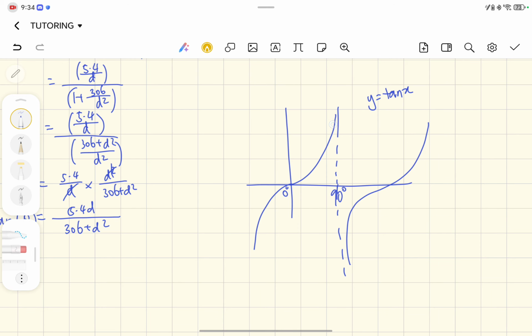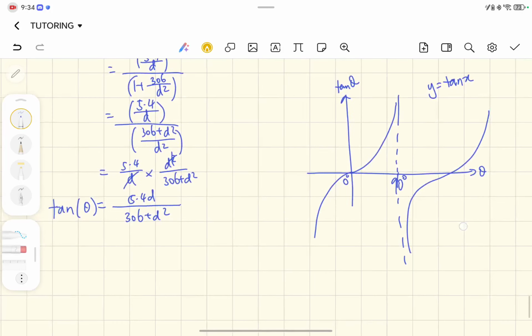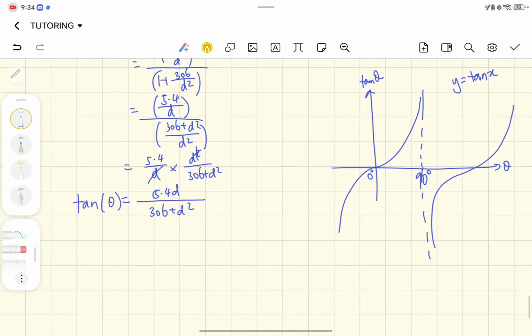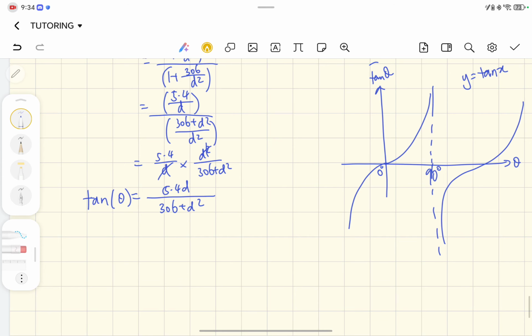Tan theta increases as theta increases, right? So when theta increases, tan theta increases. If we maximize theta, our tan theta will also be maximized. This means if we find the maximum of tan theta, it will also give us the maximum of theta. So to maximize theta, we can just maximize tan theta. So we don't have to do implicit differentiation, meaning differentiating with respect to d on both sides, because it's a function on both sides.